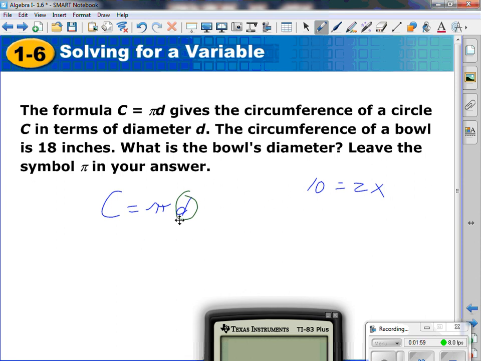What's happening to my d? What's being multiplied to my d? Pi. So how do I get rid of multiply by pi? So I'm going to divide by pi, divide by pi. D equals C over pi. Now the circumference is 18. So all I have to do is just change the C with the 18. And that's your answer.